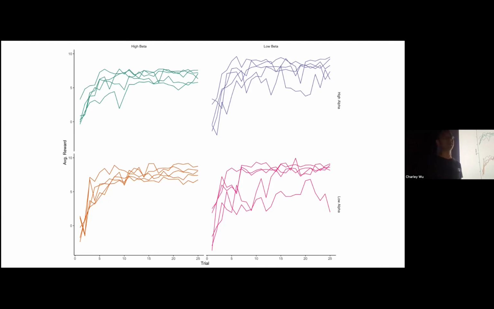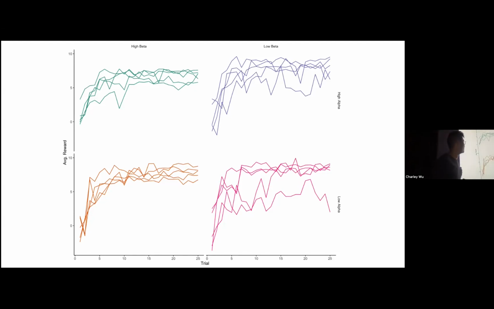And so what I just did was we had this very simple set of 20 agents that we simulated data for. And I essentially just did a median split on alpha and beta, right? So we have low alpha here, high alpha there, low beta there, high beta there, and all the combinations. And I'm showing the simulated learning curves for these agents.